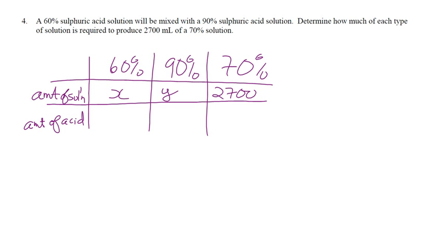The amount of acid, okay, we have 60% of the solution is acid. That's 0.6x. For the 90% solution, how much of it is acid? 0.9y. For the 70% solution, how much of it is acid? 0.7 times, which is how much? 1890.